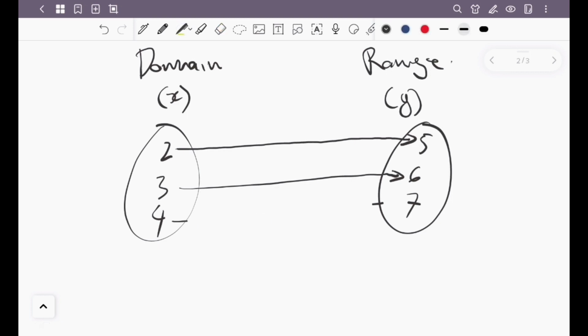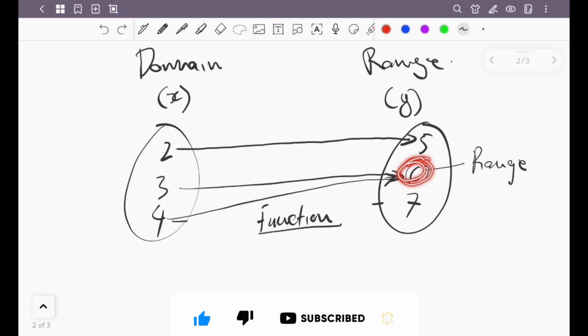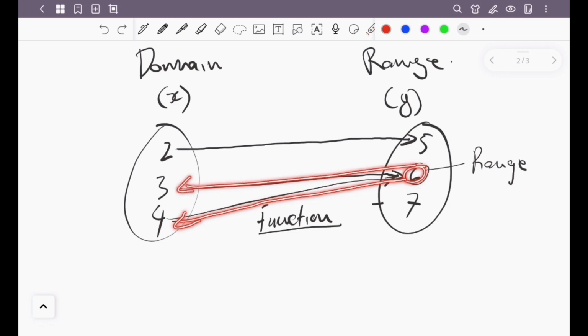But in one case, we may have 4 and 3 both resulting in 6, which is an element of the range. Right. So in this case, this is a function because each value of x is associated with only one value of y, though the value of y is associated with two values of x. That does not affect our definition of a function, and we are going to look at that in a minute.